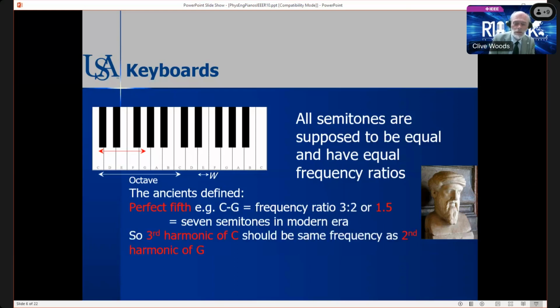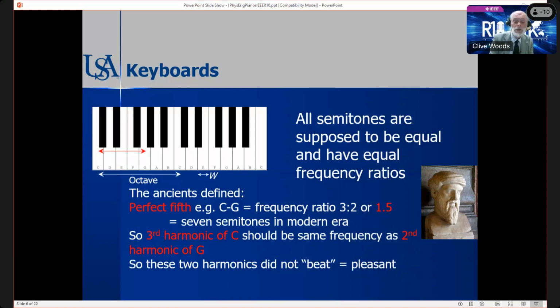And the reason they liked that was that the third harmonic of C, 3 times the fundamental, would then have the same frequency as the second harmonic of G, the note that has a fundamental 1.5 times the frequency of the lower note. And so those harmonics didn't beat. When it was perfectly in tune, those 2 harmonics were exactly the same frequency. They didn't beat, and they realized that that actually sounded quite a pleasant sound.